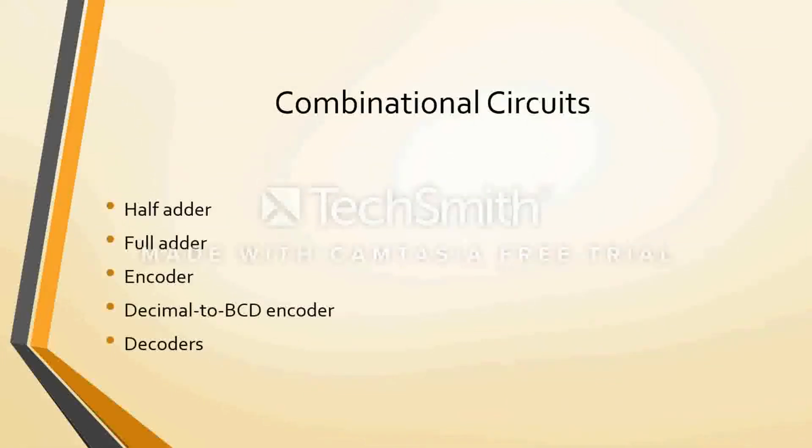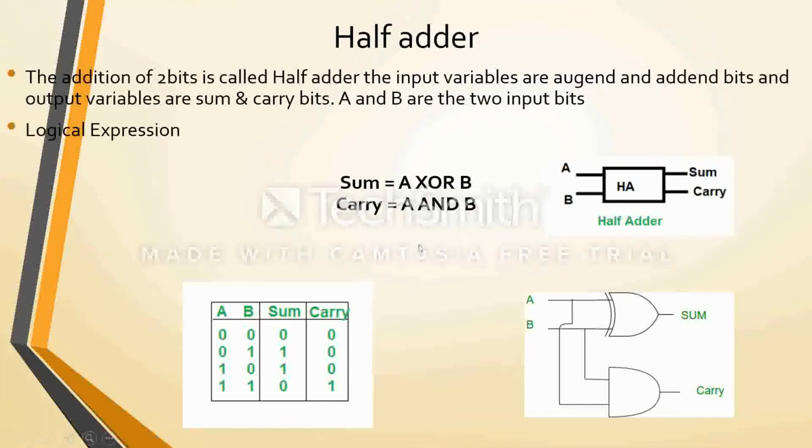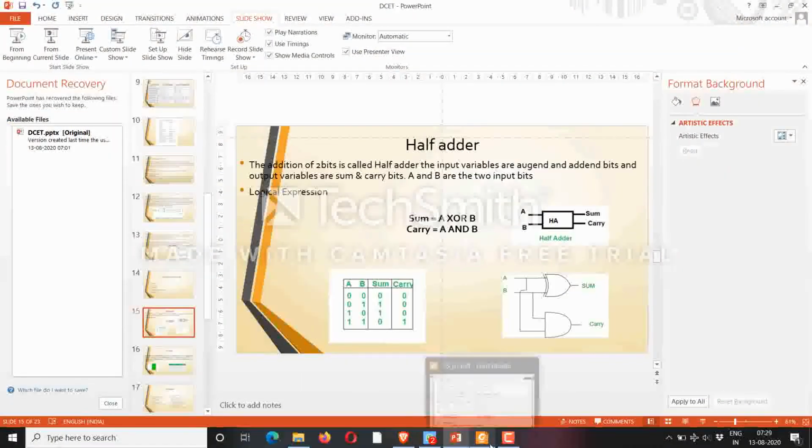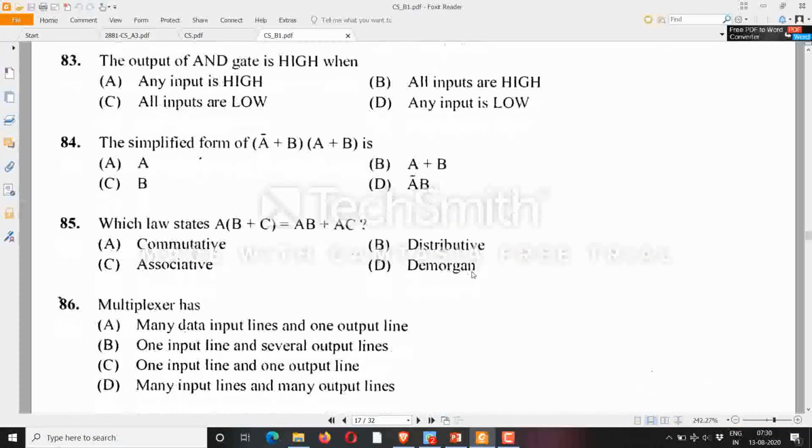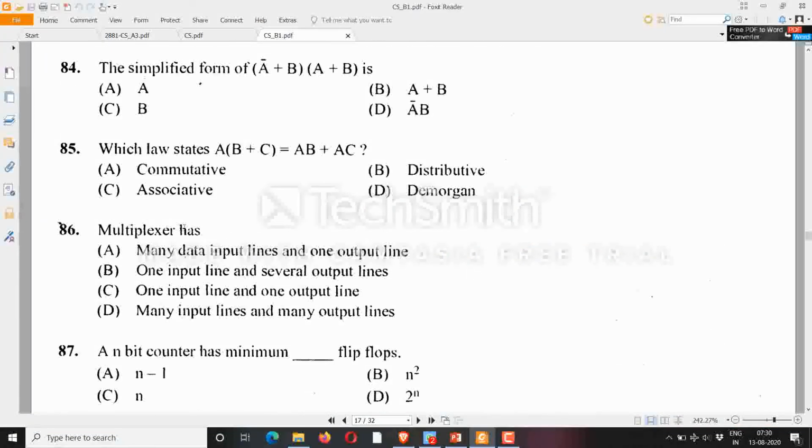So we have various combinational circuit examples. In that: half adder, full adder, encoder, decimal to BCD encoder and decoders. Let us see these one by one. Before that, let me show one more question. Multiplexer has, okay, first let me complete this.